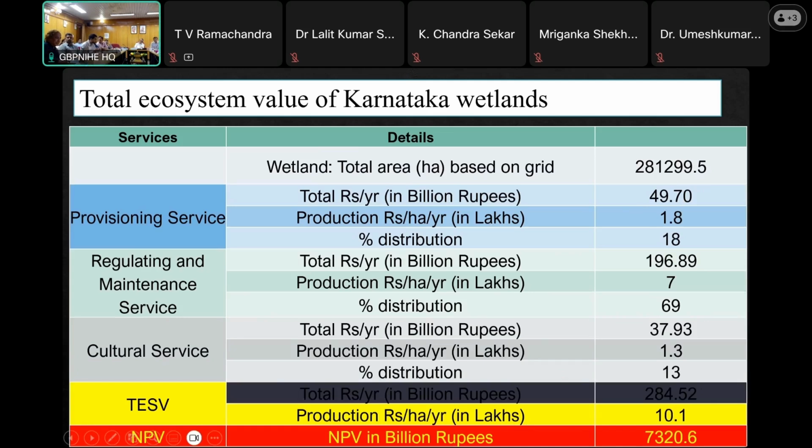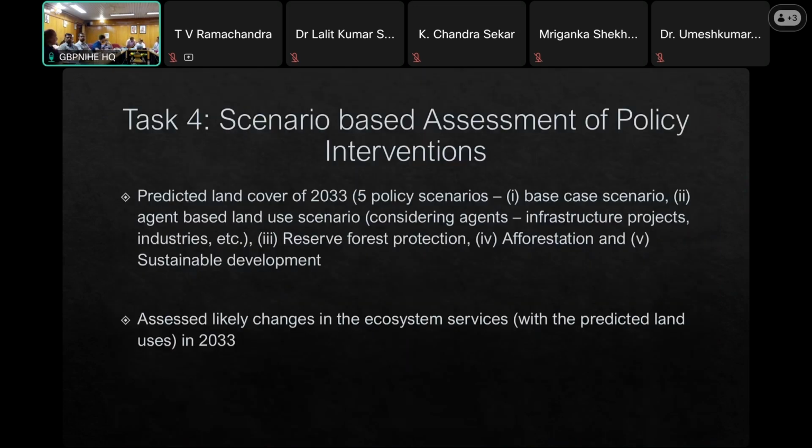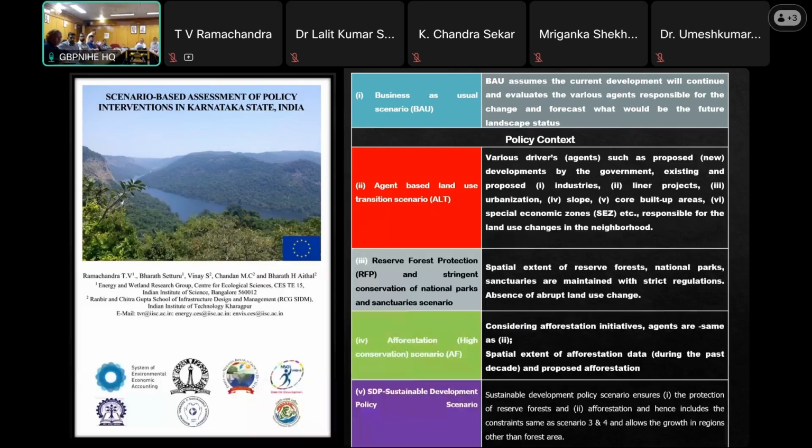Then I also computed the per hectare value for all these wetlands, so that if someone wants to adopt this value and quantify the worth of a wetland, and they are unable to do a detailed study, they should be able to do it with this kind of assessment. Then we did the scenario based assessment. We projected the likely scenarios. That component is missing in your project. You should find that out.